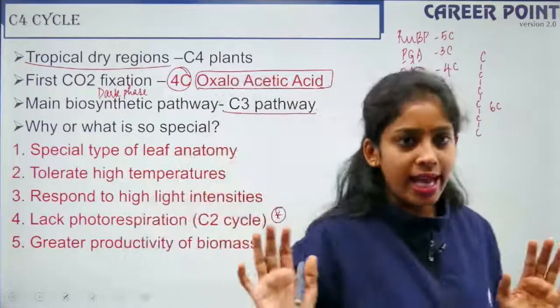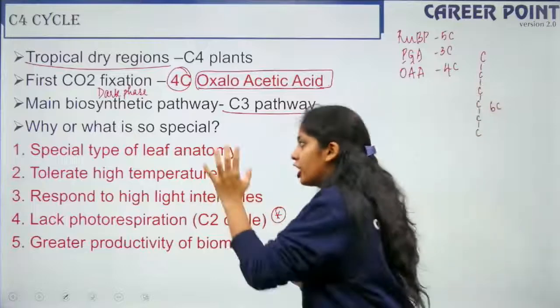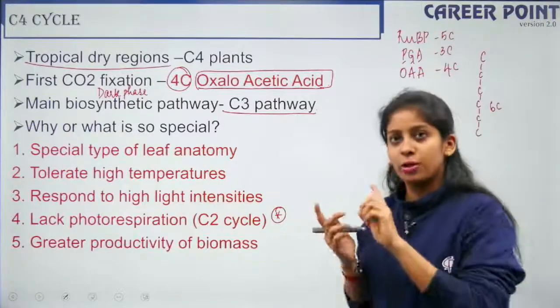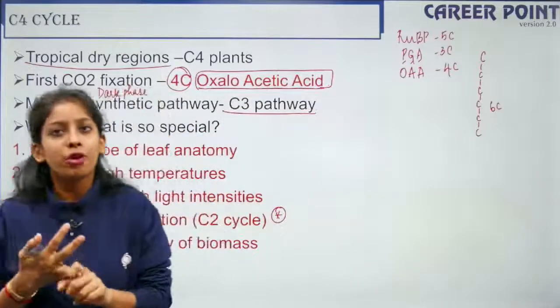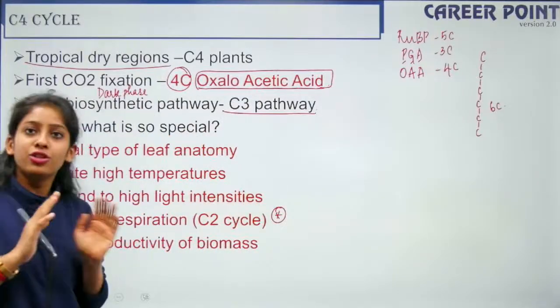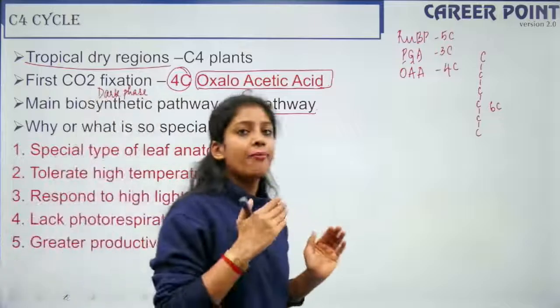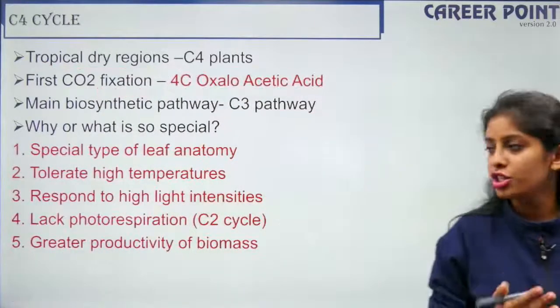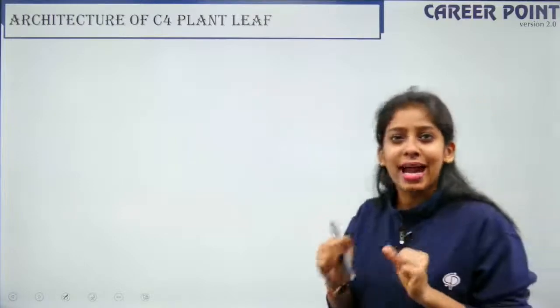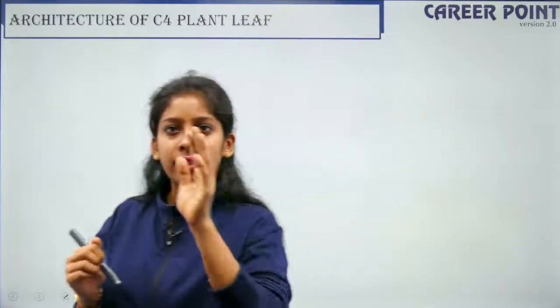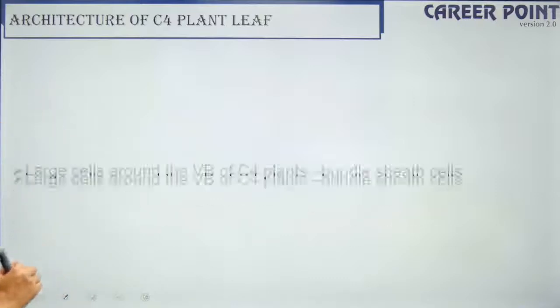So why are your C4 plants special? Because they have a special anatomy, they tolerate high temperature, they respond to high light intensity, they do not have the C2 cycle, and they have greater productivity or efficiency, right? So what is that special anatomy that makes the C4 cycle the best? We will look into it.